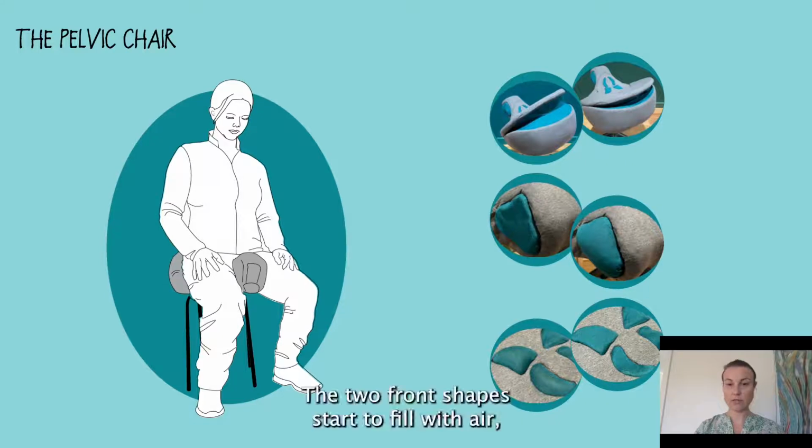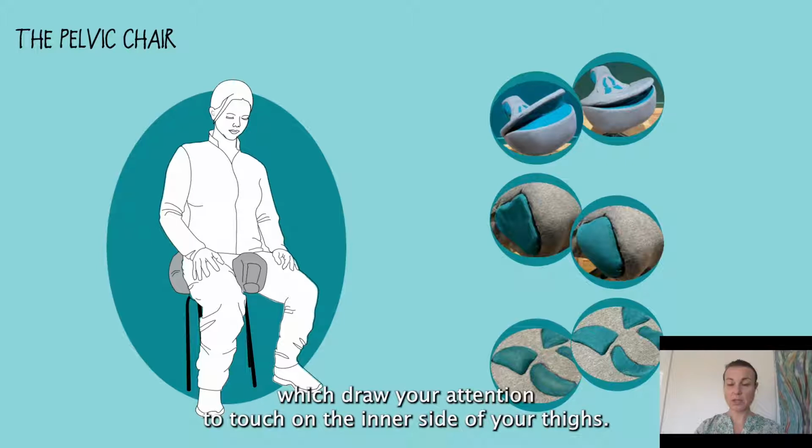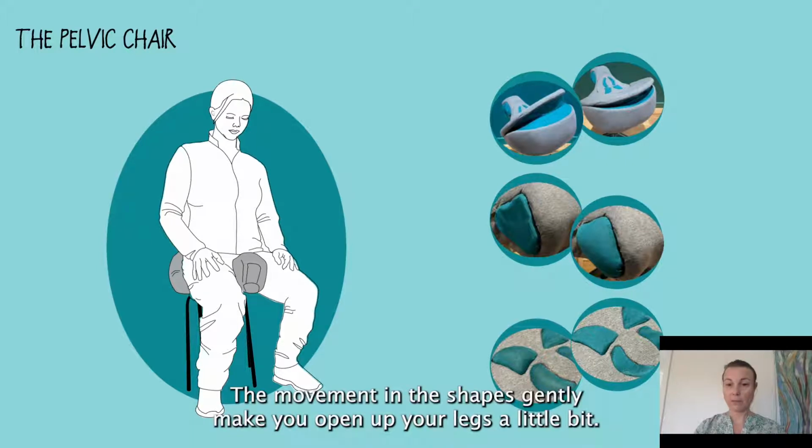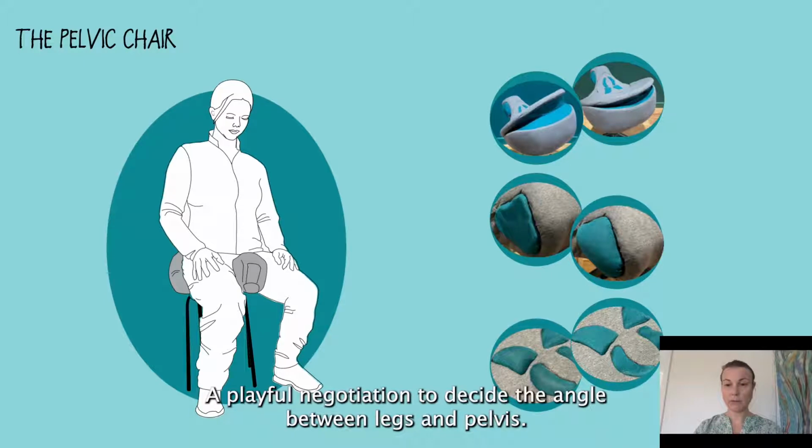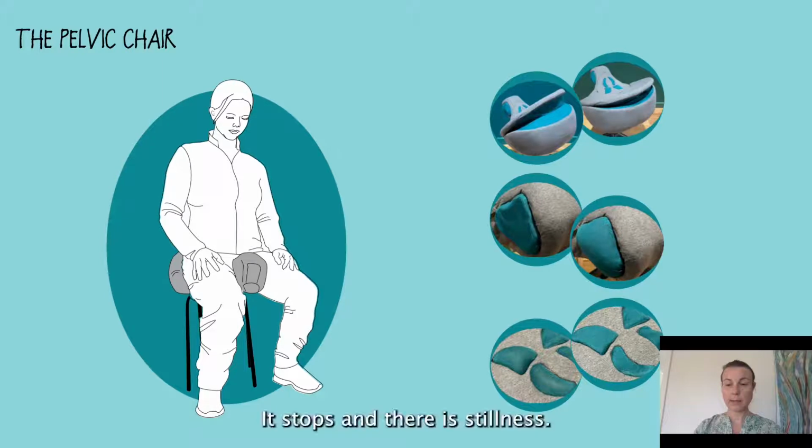The 2 front shapes start to fill with air, which draw your attention to a touch on the inner side of your thighs. The movement in the shapes gently make you open up your legs a little bit. If you push back, the shapes follow, a playful negotiation to decide the angle between legs and pelvis. It stops and there is stillness.